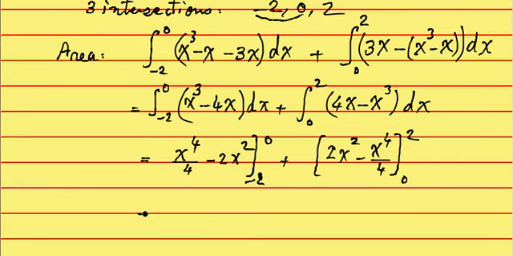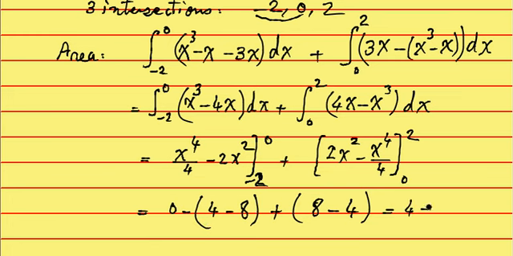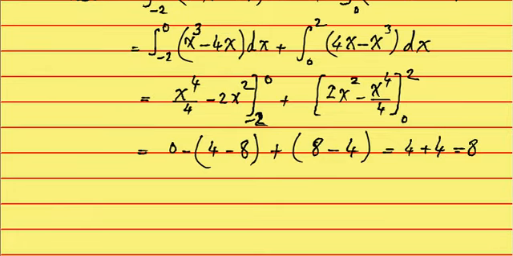So you just plug the numbers in. At 0 we'll have 0, nothing to do. At -2, this is going to be 4 minus 8. And now if I plug 2 into this thing, it is going to be 8 minus 4, just like what we obtained over there. In this symmetric picture, it turns out that these two contributions are the same. This is 4 and another 4. We get the area is 8. Okay.